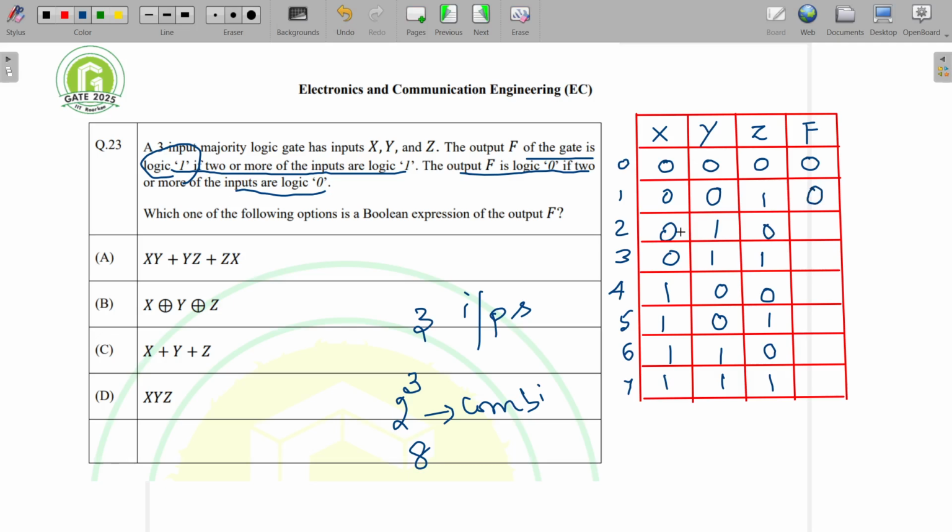Here how many zeros and ones? 2 zeros, single one. So its majority is 0, so it is 0. And then the next case 0, 1, 1: 2 ones. So the majority is 1, so you give a 1. Majority is 1, so you get a 1.